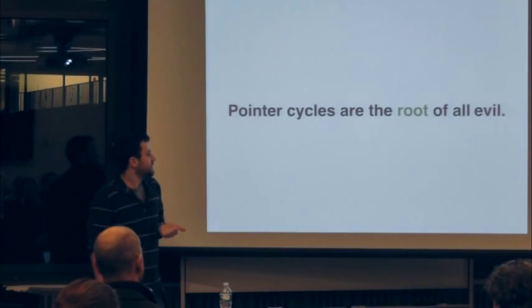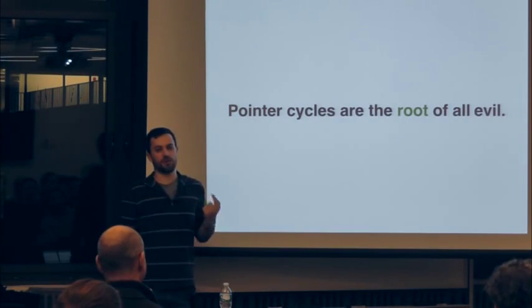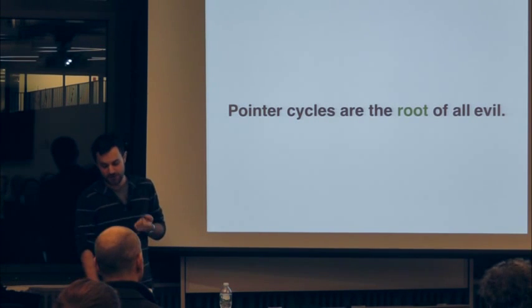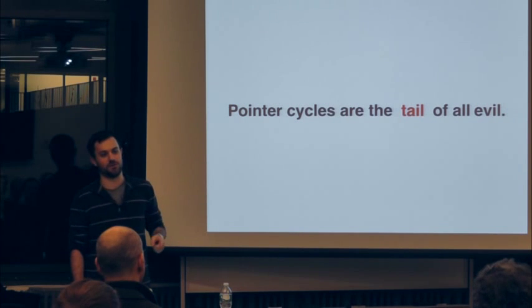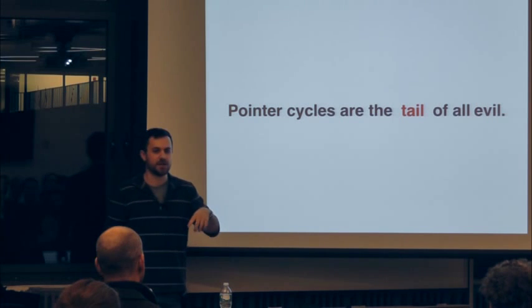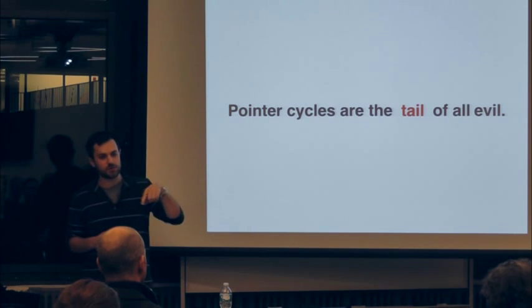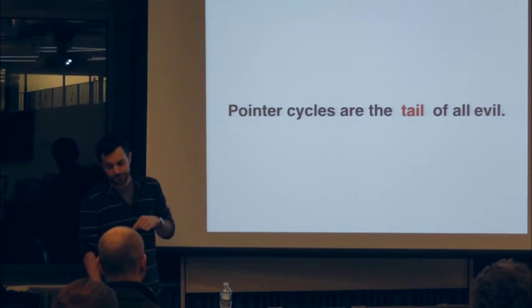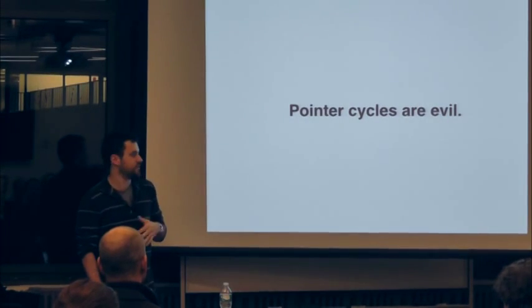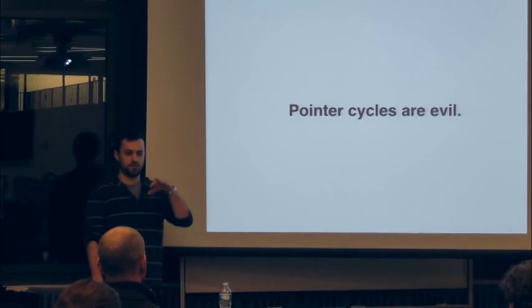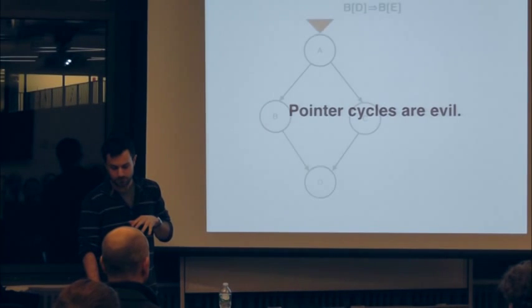So the argument I'm going to make about this is that pointer cycles are the root of all evil. And the reason they're the root of all evil is because they're also the tail of all evil. Because you can't tell where the one cycle begins. You don't have an obvious starting point. You don't have an obvious canonical serialization. Pointer cycles are just friggin' evil. And I want to explain to you why and make sense of that for you.